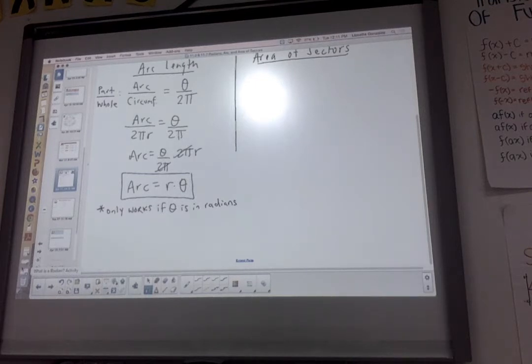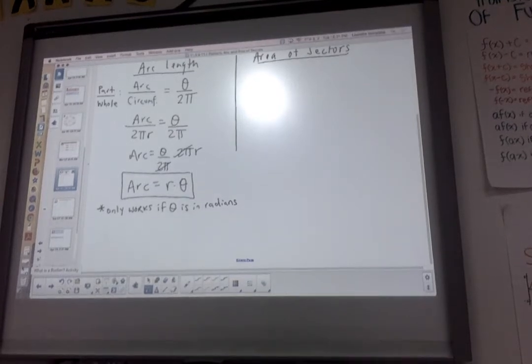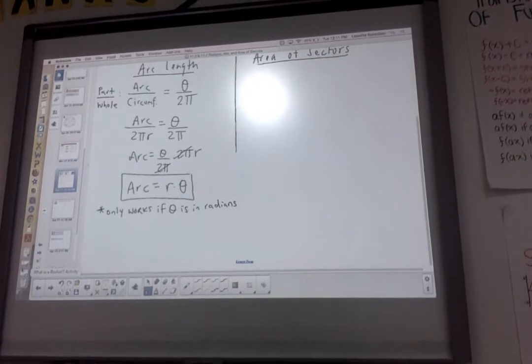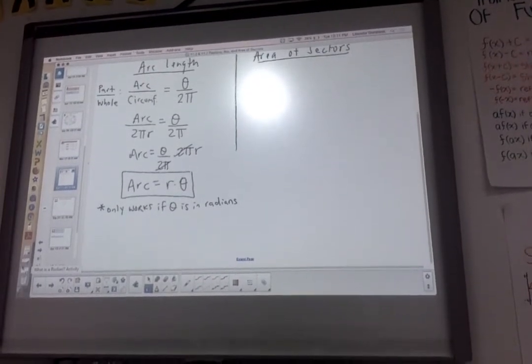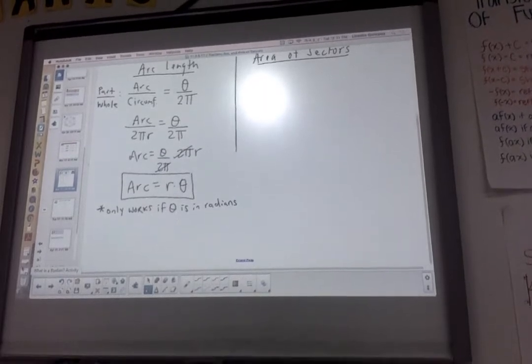Do you understand? Easy. Like if this is 100, 100 is a part of the whole 360, as this arc is a part of the whole circumference, 2 pi r. Here I just made up r is 7. And then you solve for arc.